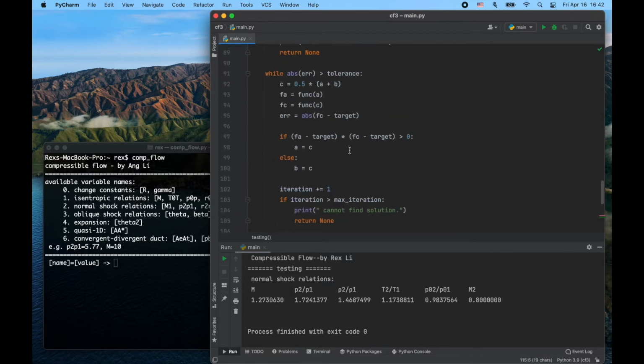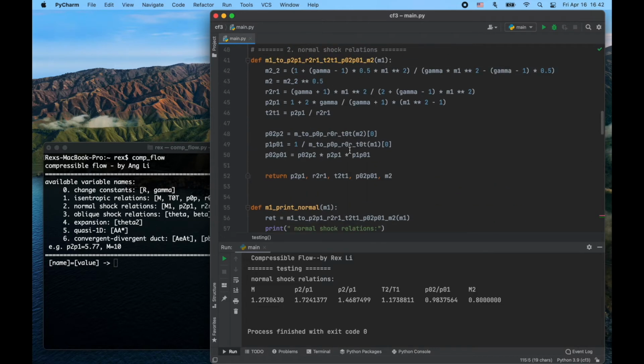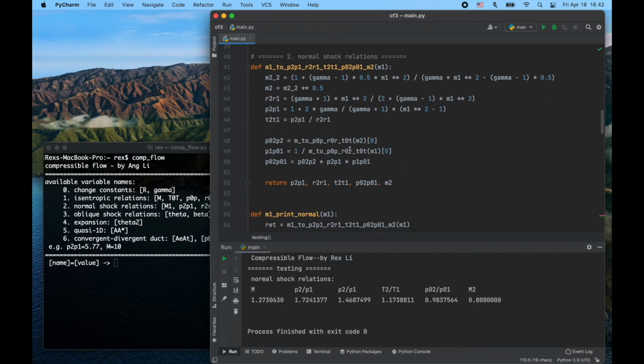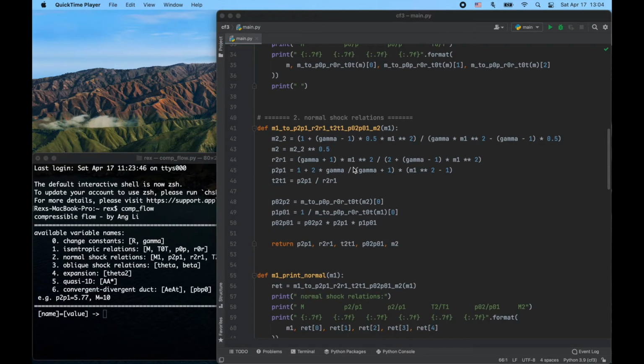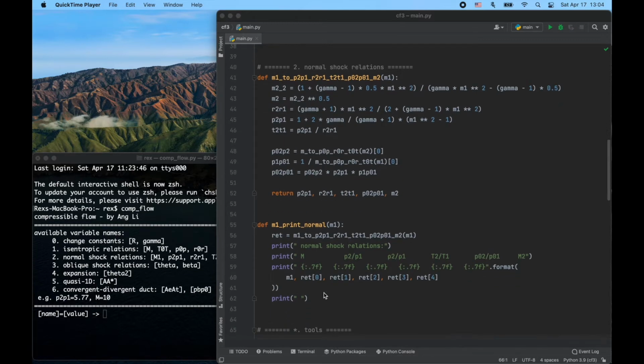So we are done with normal shock. Normal shock relations are done. Let's move on to oblique shock relations.